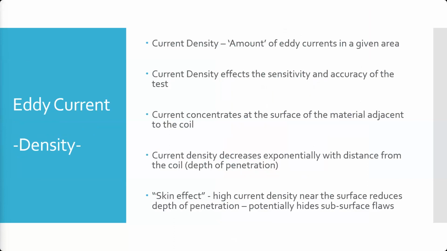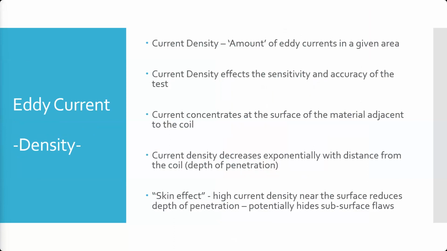So current concentrates primarily at the surface of the material closest to that magnetic field, right? As that magnetic field coming off the probe goes into the part, it's going to get weaker the further it moves away. So that makes sense that the strongest currents are also going to form closest to the face of the probe, or closest to the surface of the part. So the area closest to the coil. As you move away, there's an exponential decrease in the current density as you move away from the face of the probe, vertically, horizontally, at an angle.